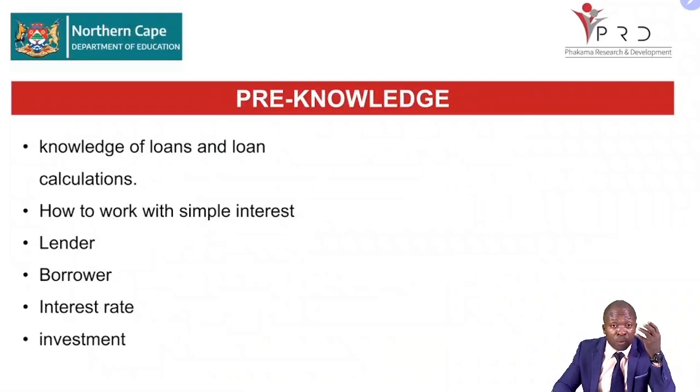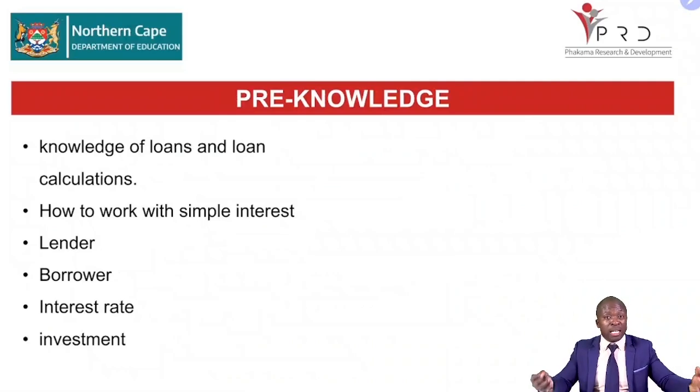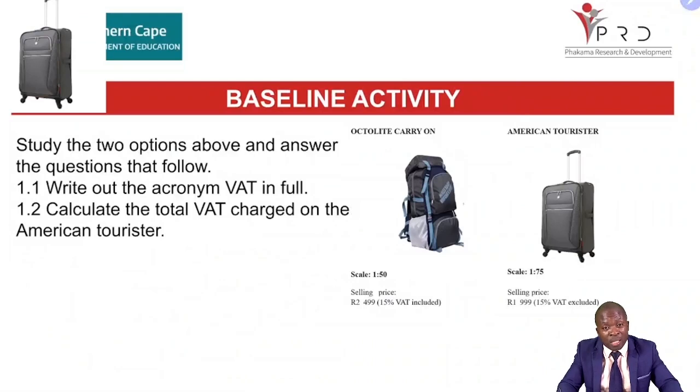You have to be able to know this time, because you are in grade 12 already. When we say simple interest, what is it? You have to know the explanation to a lender, a borrower, interest rate, investment. All these ones, we can ask you in the examination. So you have to get yourself prepared. So let's get going. I have some few questions that I want you to try. And then from there, we'll be able to continue with our lesson.